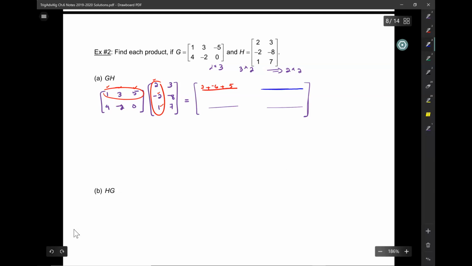Row 1, column 2. So for that, I take row 1 with column 2. First one with first one. 1 times 3 is 3. Plus 3 times negative 8 is negative 24. Plus 5 times 7 is 35.